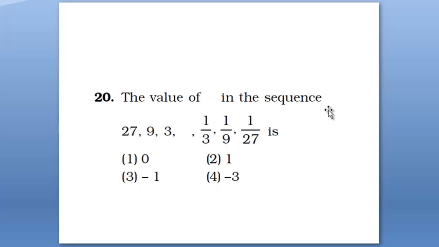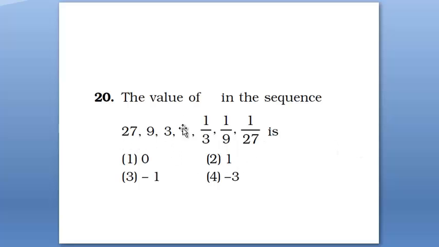The value of the missing term in the sequence. 27, 9, 3, blank, 1 by 3, 1 by 9. This is very easy. A lot of people will think it's 0. 0 is not the right answer. Please do not look at it and instantly write 0, because 0 looks like a symmetrical sort of answer, but this is not based on symmetry.